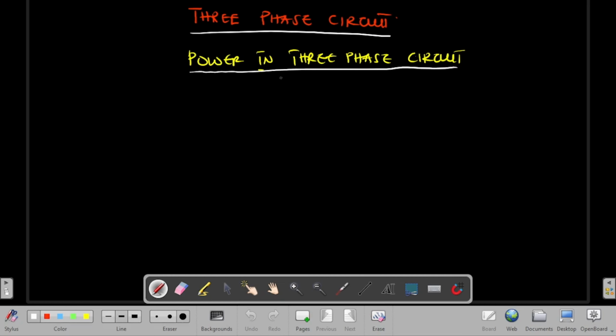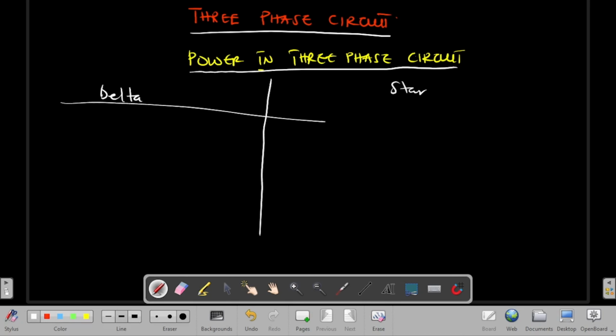How do you find the power in a three-phase circuit? As we learned in the previous lesson, a three-phase circuit has two main configurations. We have the delta and we have the star configuration. So now let's derive the power for these two separately, right?